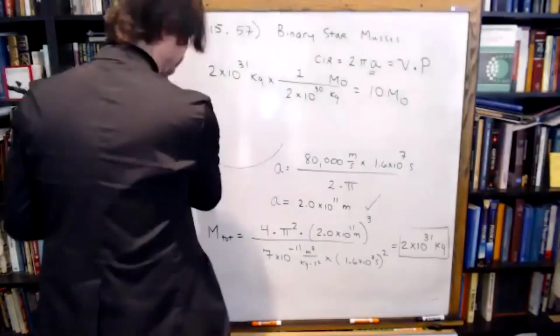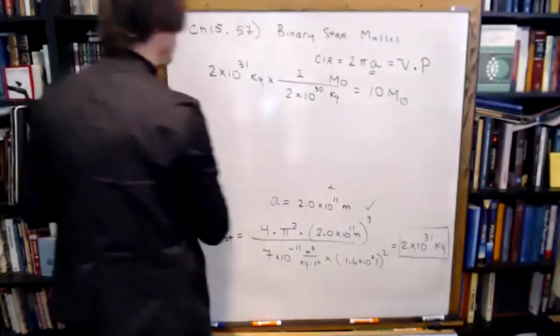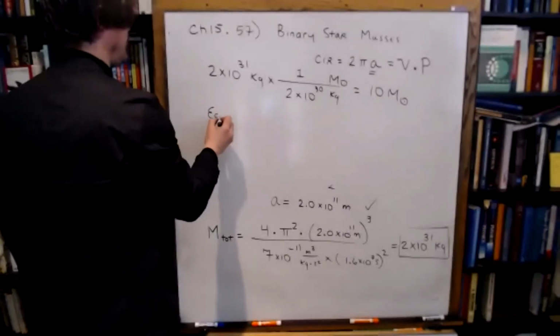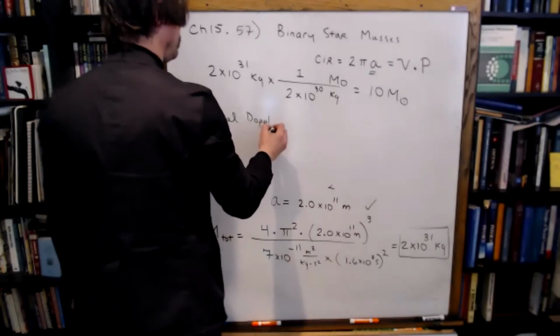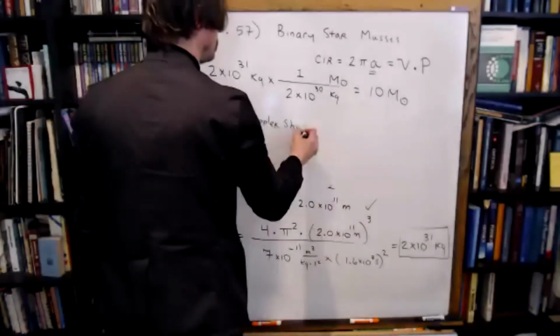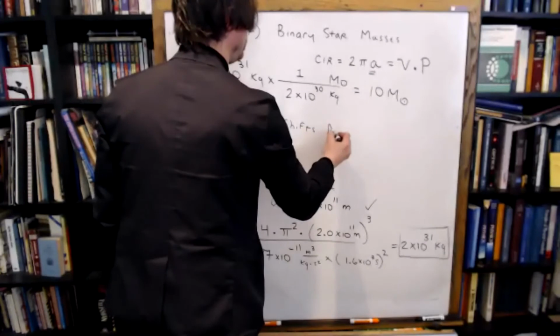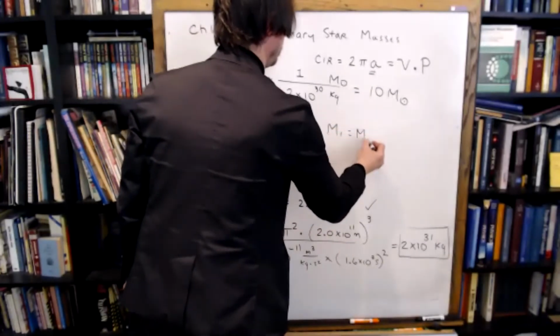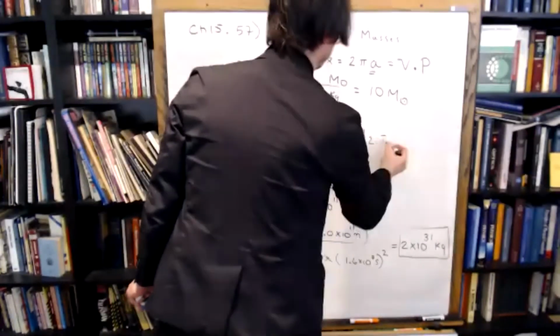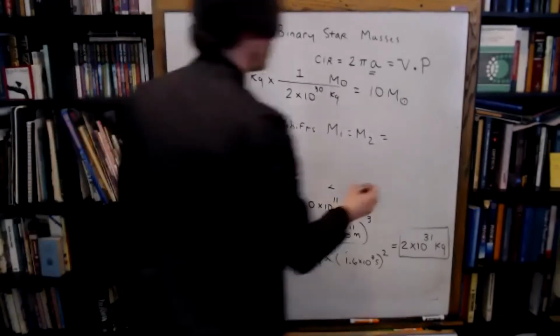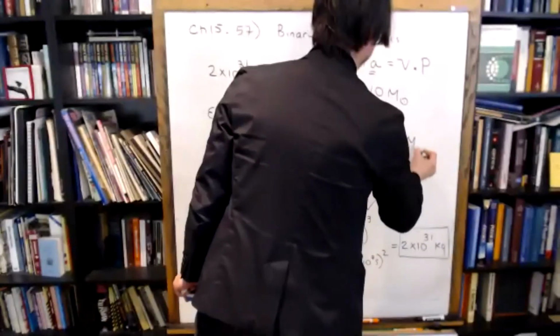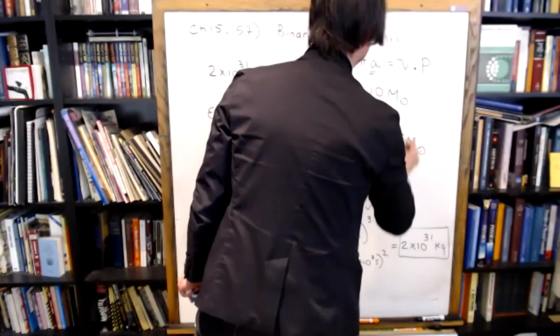Now, they want the mass of each star. If the stars have equal Doppler shifts, that implies that mass 1 is equal to mass 2. What is each mass equal to? 5 solar masses. Nice. And that, friends, is a wrap.